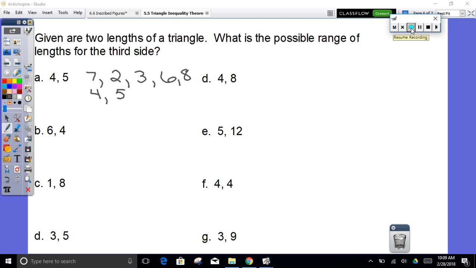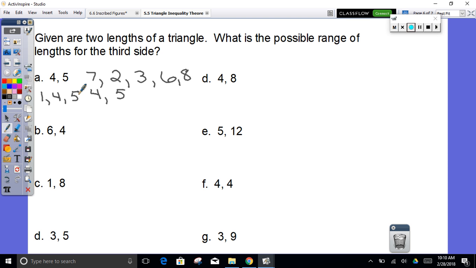So these are the lengths we came up with that worked to make the third side of the triangle. So when we tried 1, it did not work. Let's take a look at why. If we have 1, 4, and 5, what's 4 plus 1? 5. Is that greater than 5? No, it doesn't work if they're the same.